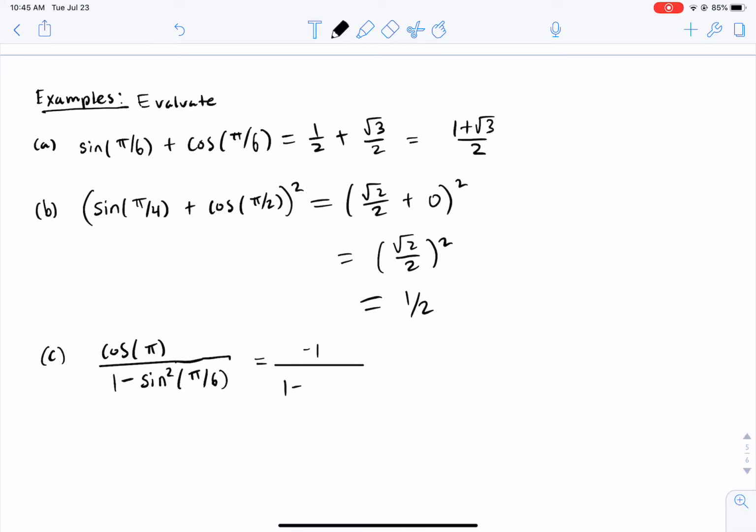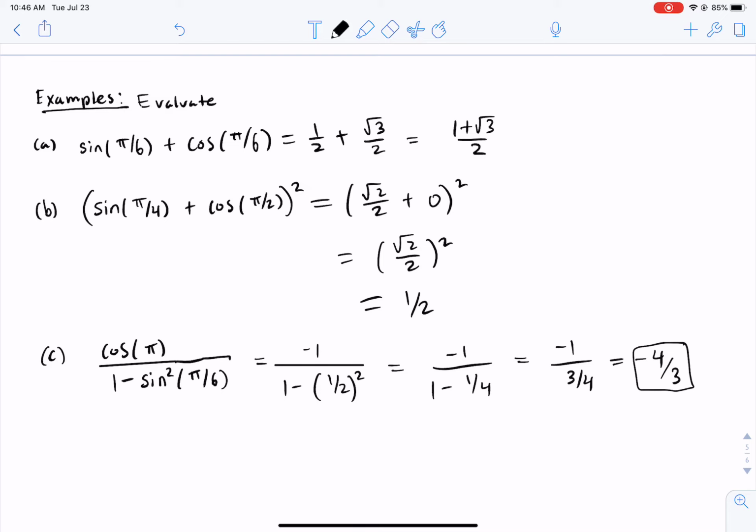What is sine of pi over 6? Yeah, 1/2. And 1/2 squared is 1/4. So we have -1 on top, 1 minus 1/4, so on the bottom we have 3/4. And what is this going to equal? Yeah, -4 over 3. Definitely more simplification could be done right there, but hopefully it makes sense.